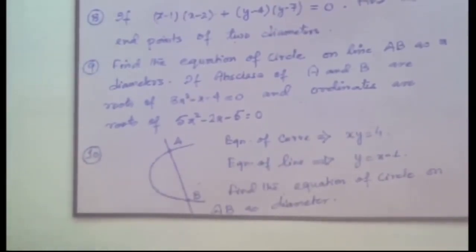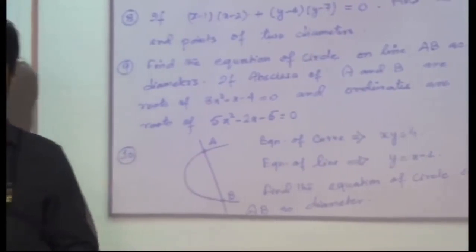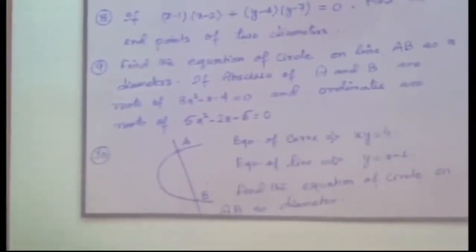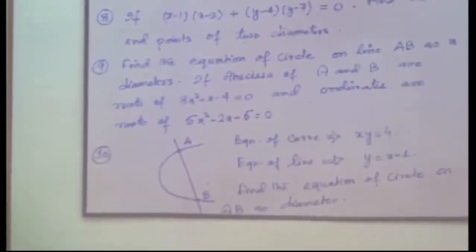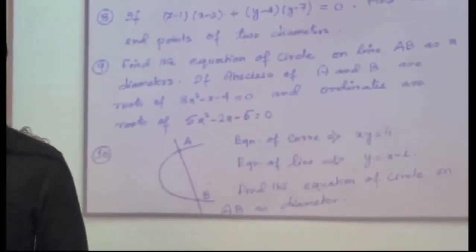Now again here requires smart work. People will try to find A and B, and then apply the diametric form. But you don't have to. How are you going to find the points of intersection A and B? How do you solve two equations? You substitute one into the other, get your x, and solve for x, right? This is what you do.